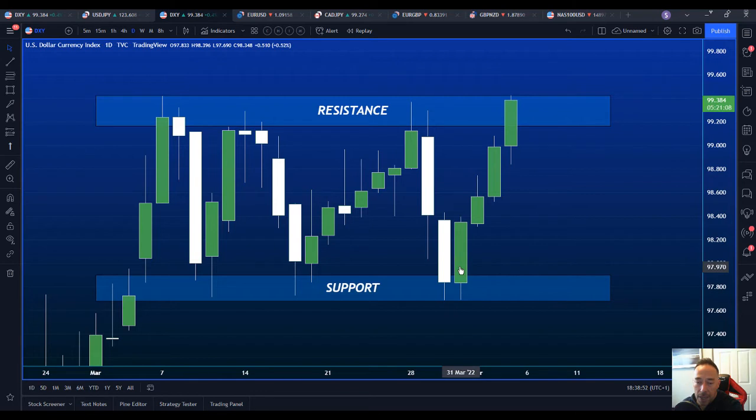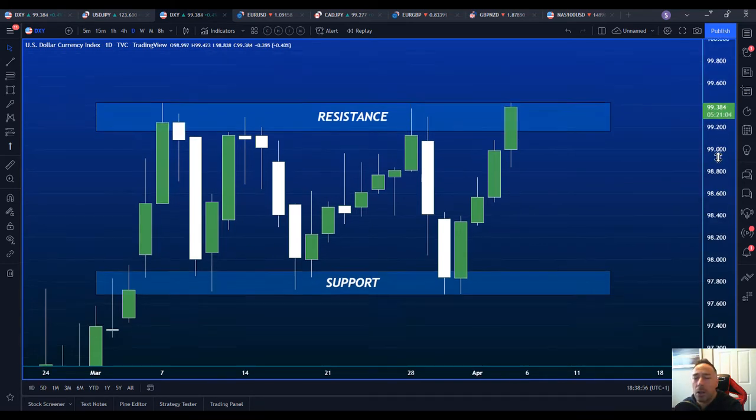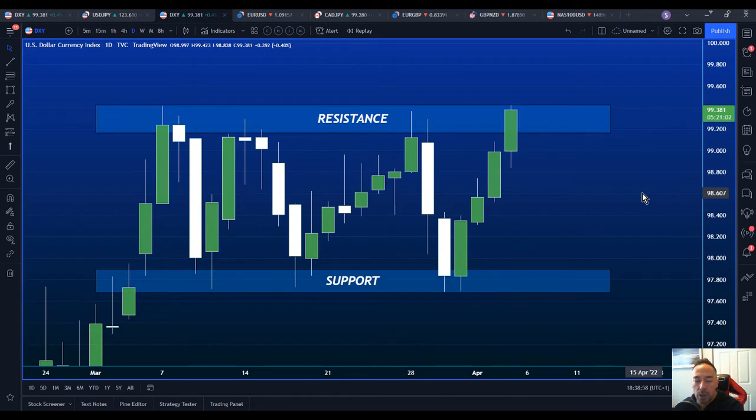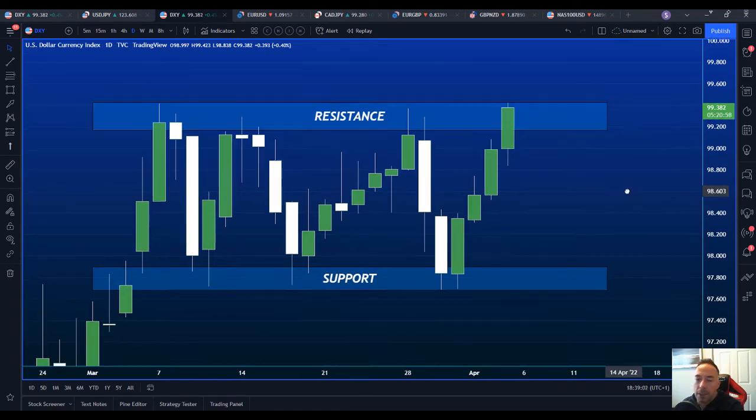Real strong move actually. The last 4 trading days, as you can see, have been pretty strong. So those dollar bulls are really flexing their muscles, so to speak. Now we'll be watching what happens here. Do we break out and look for further dollar strength, or will we reverse again and potentially come test 97.8?